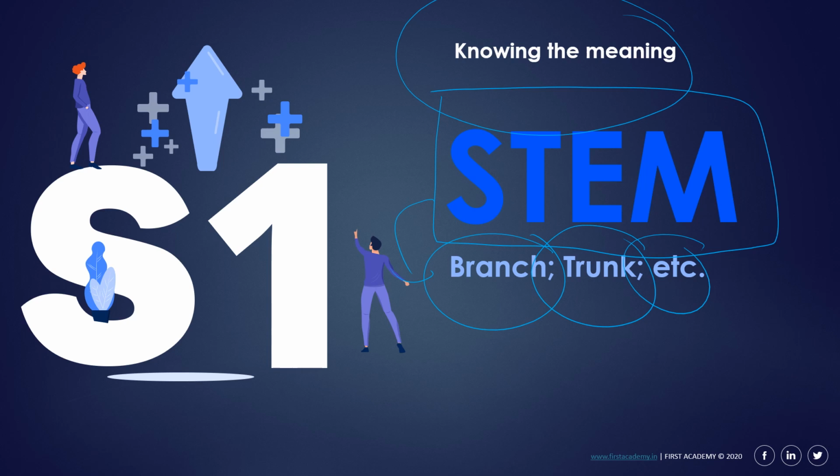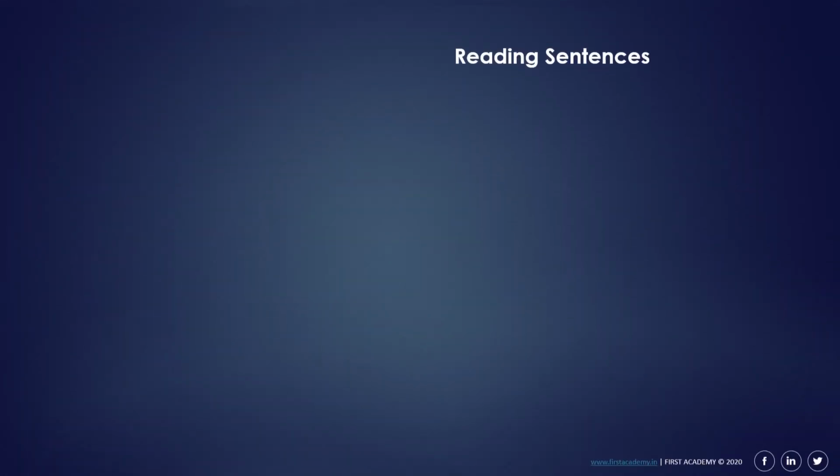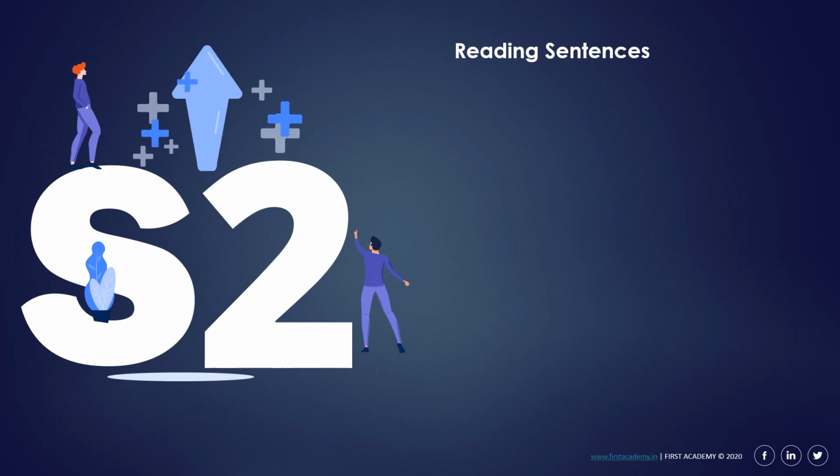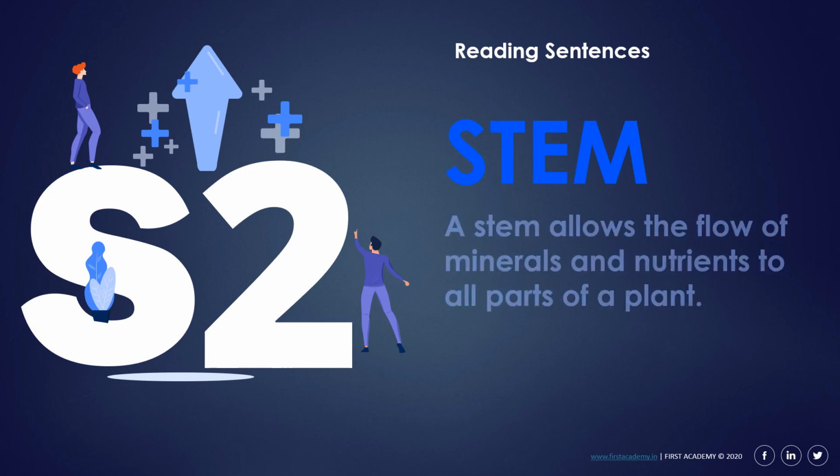So that is step number 1. And this is what we all do. There's no problem with it. Now, what next? The second step is obviously reading sentences. Once we are familiar with the meaning of the word, we look at sentences that reassert the meaning in our minds. So, continuing with the word stem, let's look at a sentence. A stem allows the flow of minerals and nutrients to all parts of a plant.